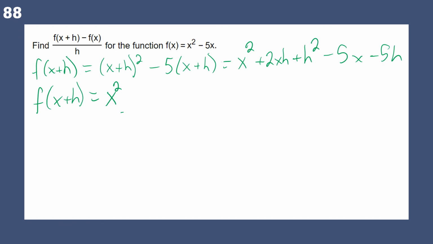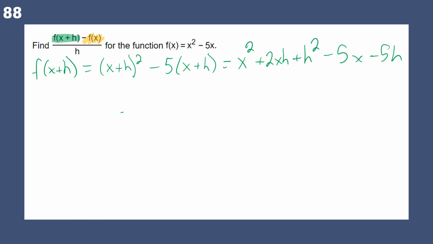x squared. Well, I'm not even going to clean it up, it's ugly. Let's just leave it what it is. I could try to reorder it, but there are no like terms to combine. That's the point I'm trying to make here. The next thing it says is after we find the f of x plus h, go ahead and subtract f of x from that.